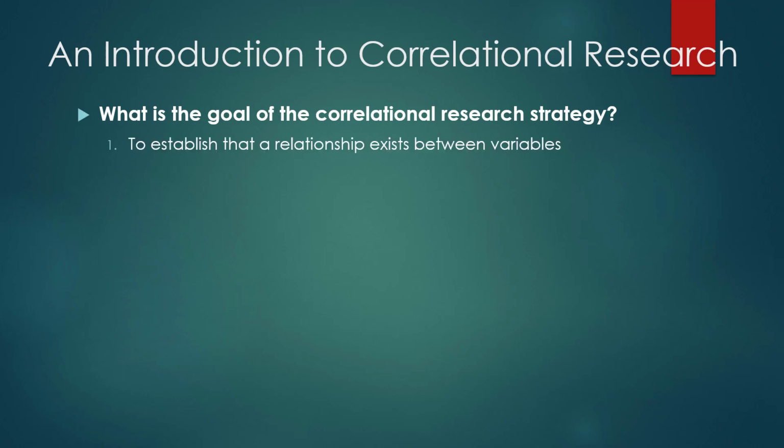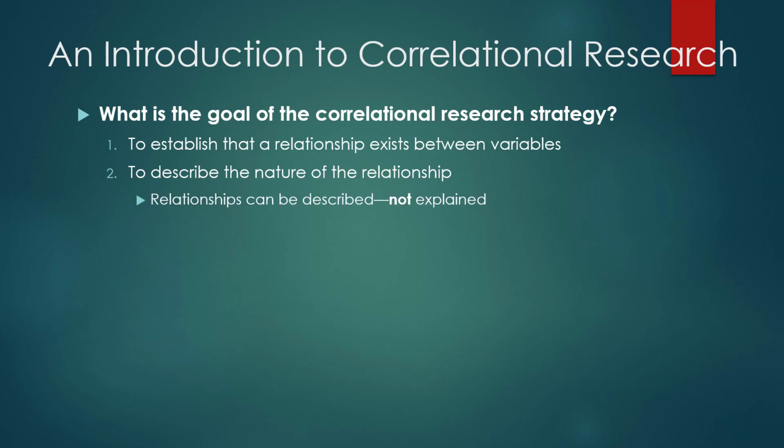In a correlation, we want to establish that a relationship exists between two variables. We want to describe the nature of that relationship, and again, the nature is described, it's not explained. We're telling how strong the relationship is between two variables, what the form of that relationship is, and what the direction of that relationship is.